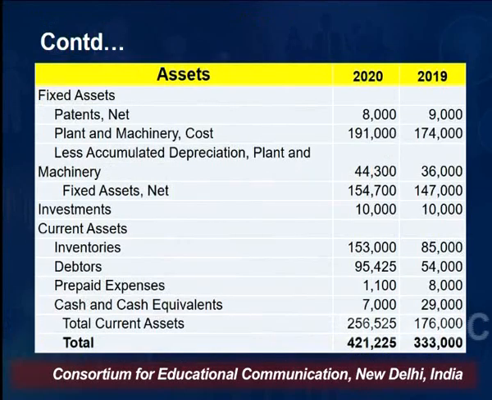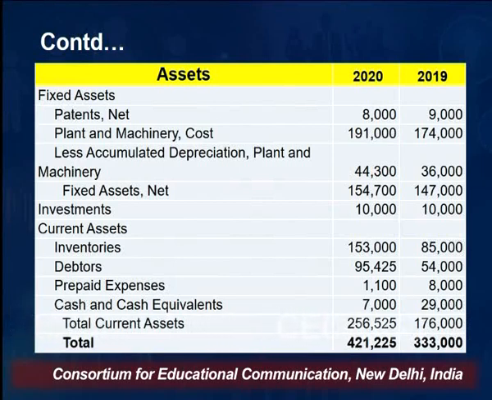If we look at the asset side of the balance sheet, it comprises fixed assets including plant and machinery, and then they have subtracted depreciation out of it. They have fixed assets in terms of net value, then they are provided with the investment which remains the same, 10,000 and 10,000. Current assets comprise inventory, debtors, prepaid expenses, cash and cash equivalents, and in this way they have given you a total of current assets and the balance sheet is tallied.